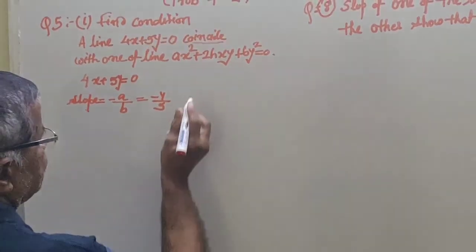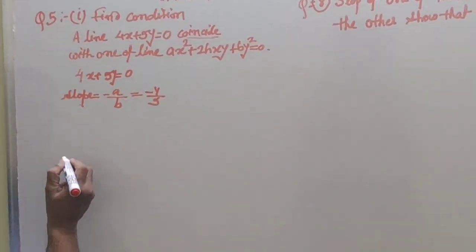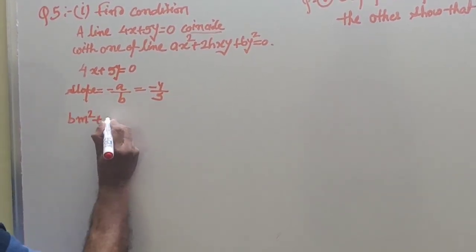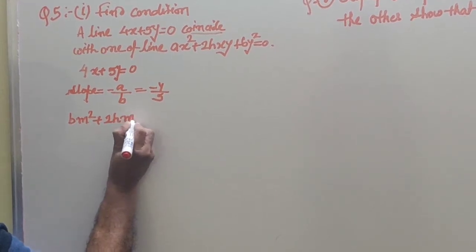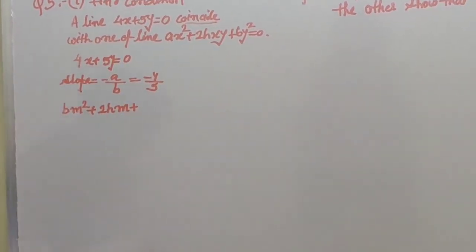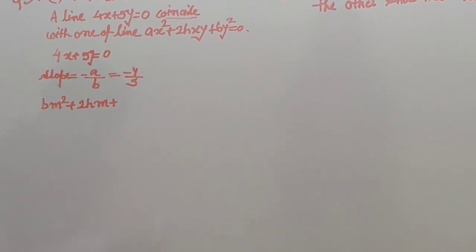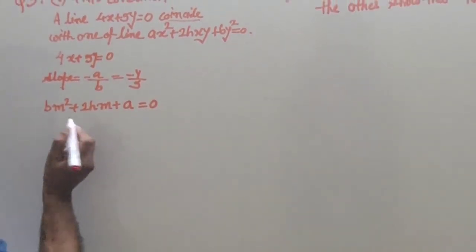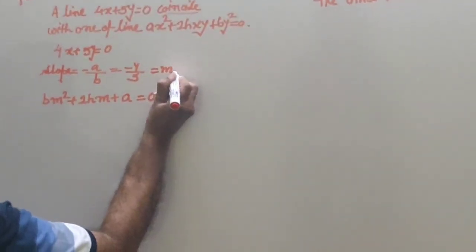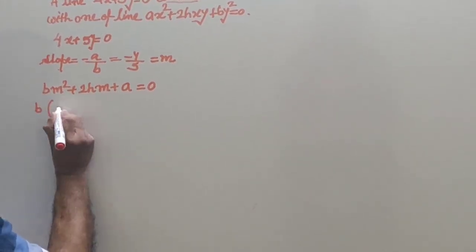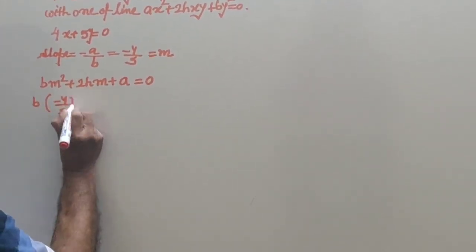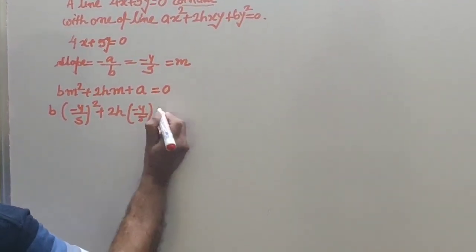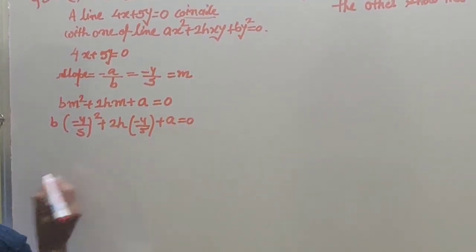Now what is the auxiliary equation of this? I already told you. What is the auxiliary equation? bm square plus 2hm plus a is equal to 0. Now I can substitute the value of m here. b into minus 4 by 5 whole square, plus 2h into minus 4 by 5, plus a is equal to 0. Now simplify this one.